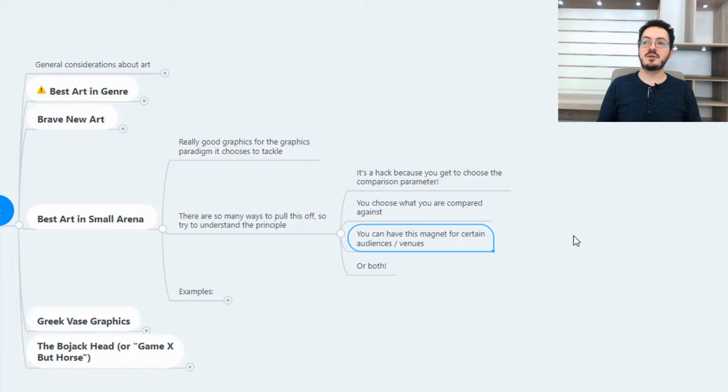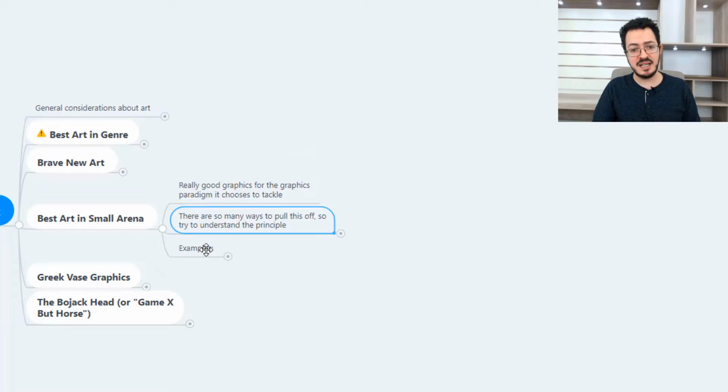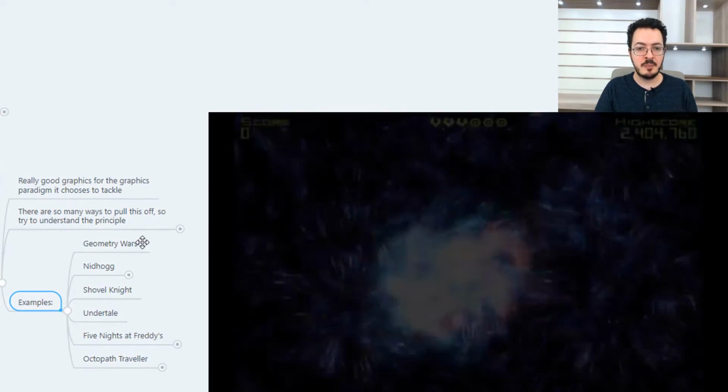So maybe you can have a game that looks like a game that could be either on Steam or on casual portals, for example. And if you have a way to communicate with people in that casual portal, and they are used to lower graphic standards, for those people, you have the best art in that small arena of casual games that look like that. Even if you are also selling on Steam, and maybe there you don't have that magnet, but depending on how you position your marketing, you can even do both things, right? You can choose what you're compared against, and depending on the audience, you can be the best art in the small arena or not. So let's get more specific with some examples.